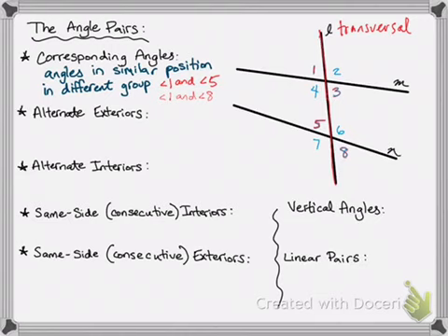All right. Up next are alternate exteriors. So let's think about what those words mean. We just learned them on the last slide. Alternate means opposite sides of the transversal. Exterior means they're not within those 2 lines. So I should write that down. We said that it means exterior angles on opposite sides of the transversal.